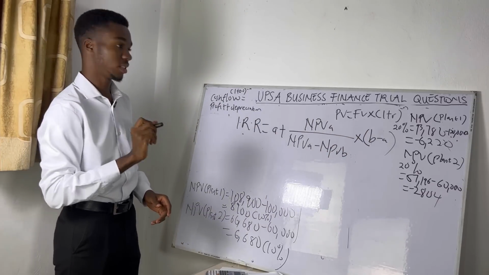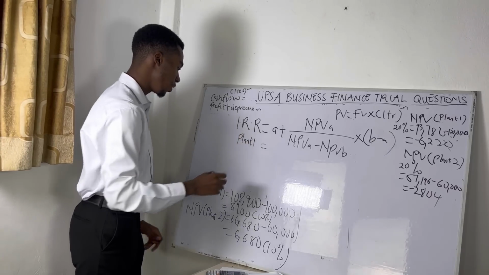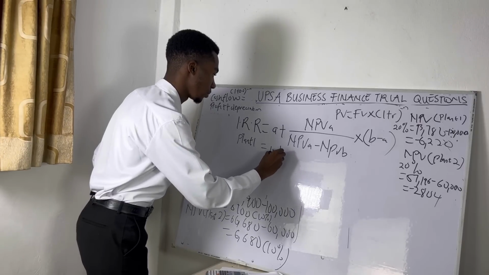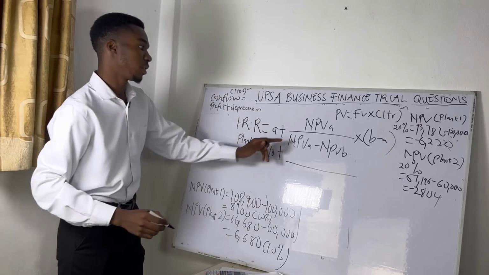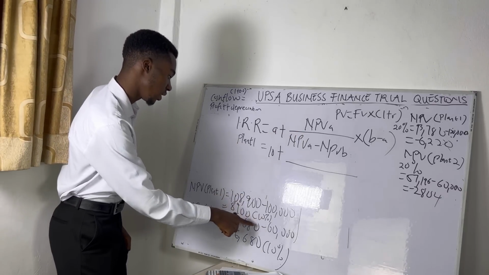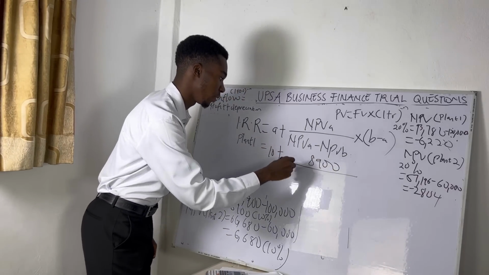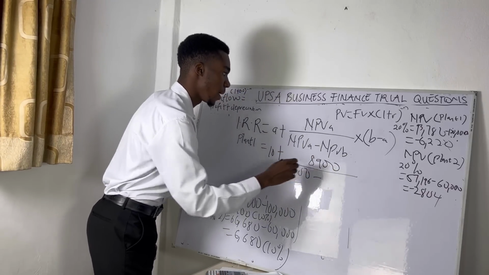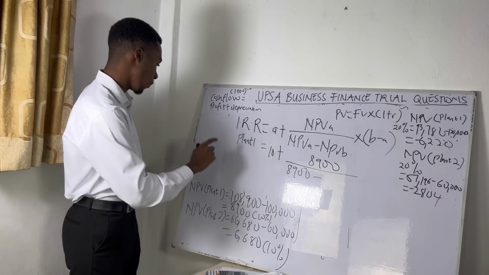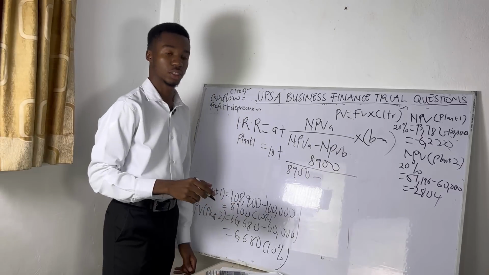So the rate that gives you the positive is the A. For plant 1, the rate that gave us the positive NPV was 10%. So it will be 10 plus the net present value of A, which is what the 10% gives. The 10% gave us 8,900, over the net present value of A again, so 8,900 minus the net present value of B. Net present value of B is the negative NPV. For plant 1, the negative NPV is negative 6,220.